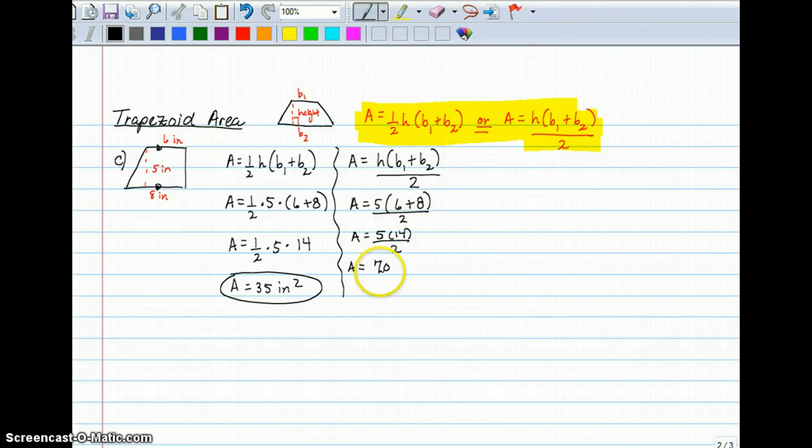So 70 divided by 2. And half of 80 is 40, half of 60 is 30, so it's got to be right in the middle of that, so A equals 35 inches squared.